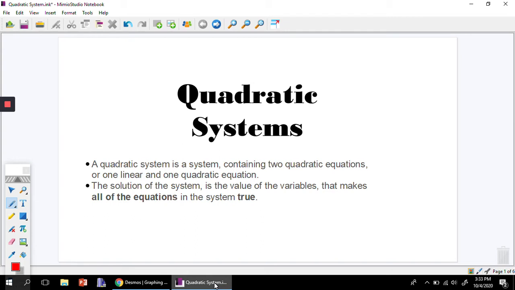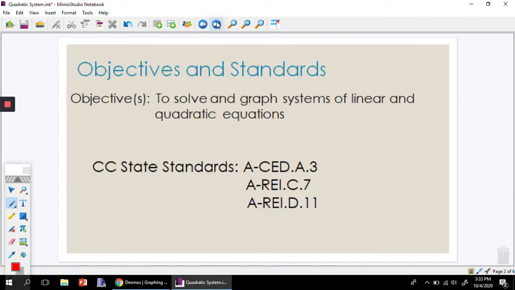That means that when you plug in both values of x and y to the given equations, it will give you a true statement. So the solution of the system is the value of the variables that makes all the equations in the system true. To understand that, let us have examples. But before that, the objective and standard of the topic is to solve and graph systems of equations. I'll discuss how to solve it, to find the solutions, and also how to graph the given system and find the solution.